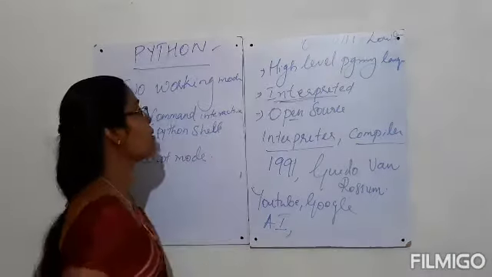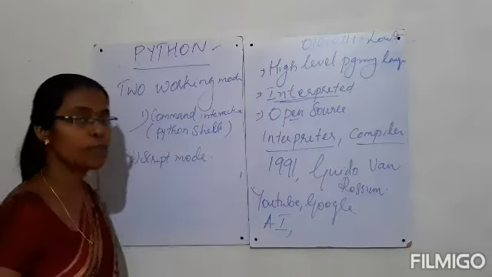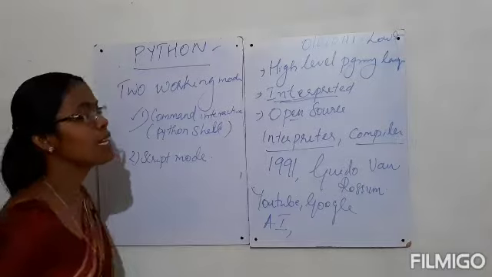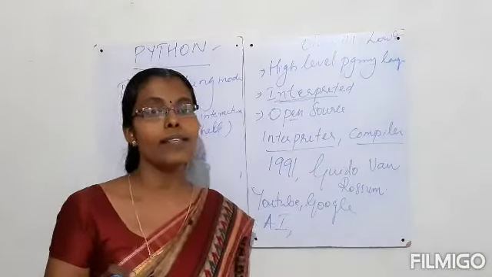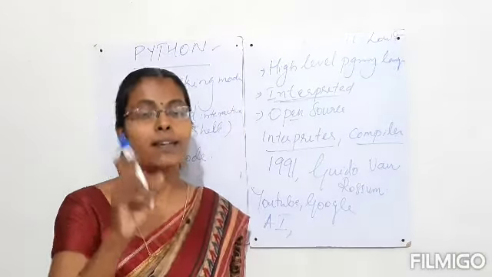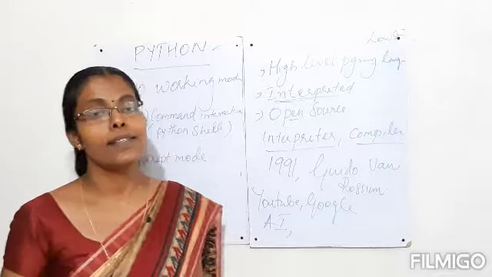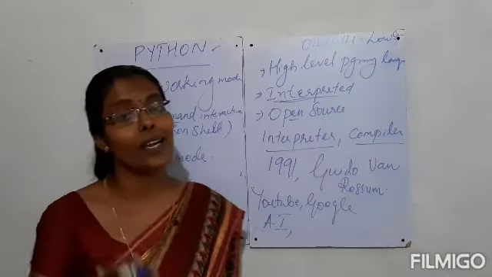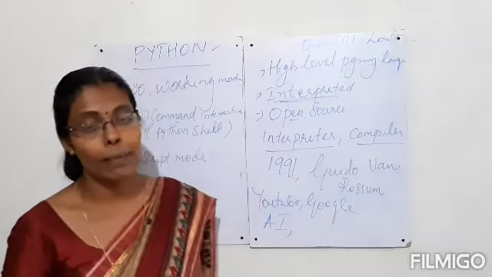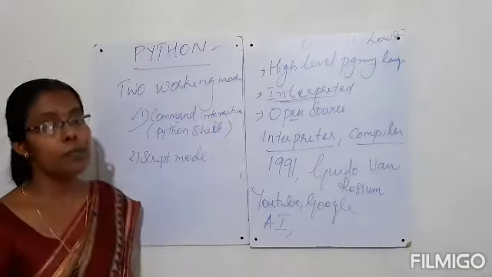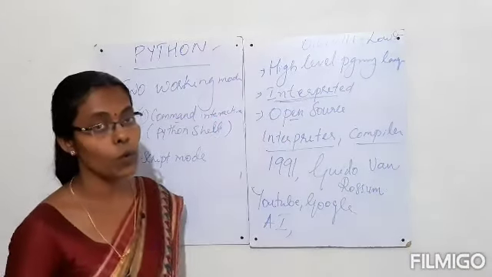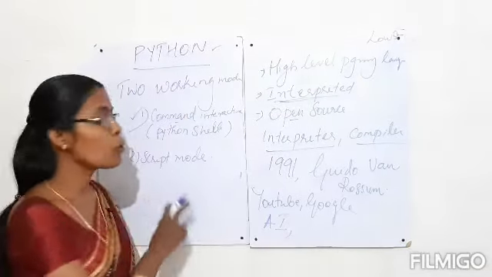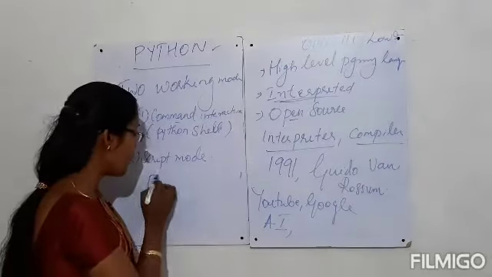First one is command interactive, also known as Python shell, and the other is script mode. In the first one, we can execute the Python commands one single command at a time, and you can see the output there. A main drawback of this command interactive window is that it cannot save or store the commands in the memory. Whereas in the case of script mode, if you want to execute a program consisting of several statements, it will be comfortable. Script mode is comfortable.